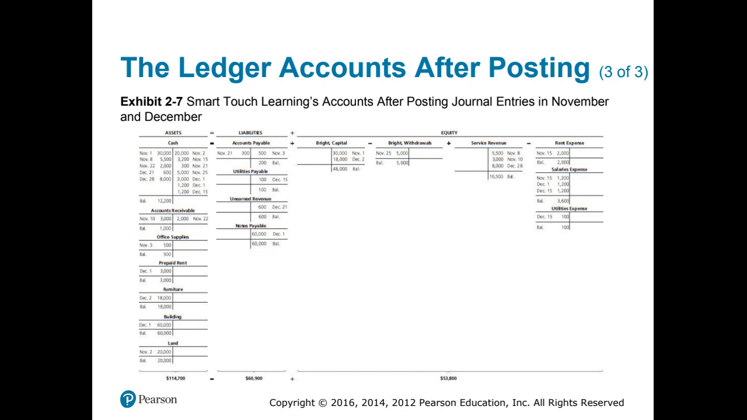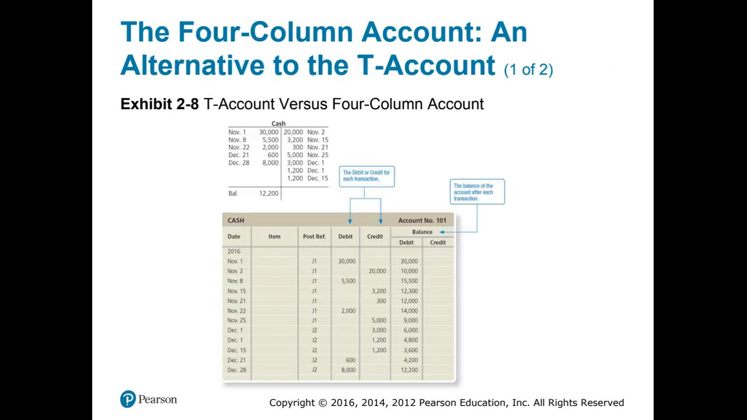We've got here our T account versus 4-column accounts. This is the 4-column account. So we've got the debit or credit for each transaction listed here. The balance of the account after the transaction is listed here. So we've got the date, the item, the posting reference, the debit, the credit, and then the balance in the account at the end. Is that a debit balance or is it a credit balance?